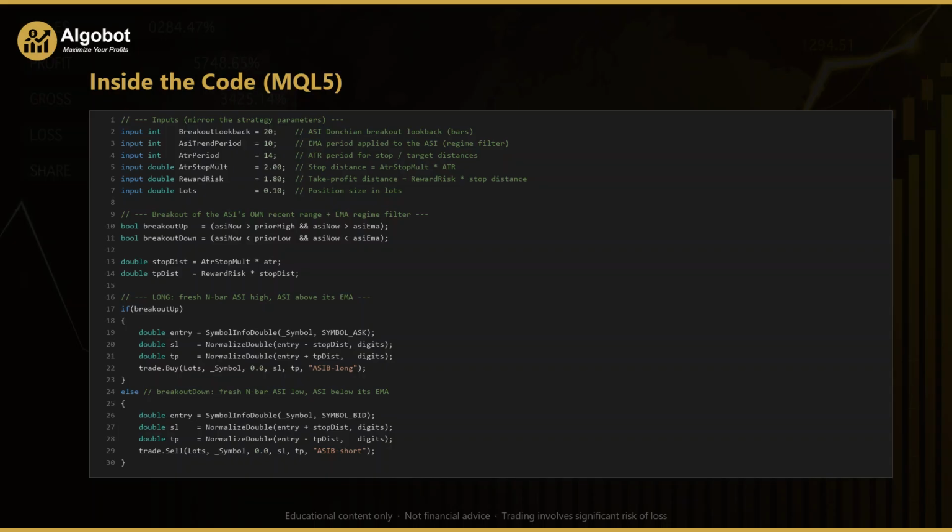The short block mirrors this exactly. In the else branch, when breakout down is true, the expert advisor reads the bid price, places the stop loss above the entry, sets the take profit below it, and calls trade.sell. Notice both sides use the same average true range stop and the same reward to risk target, just flipped in direction. That symmetry keeps the logic clean and easy to follow.